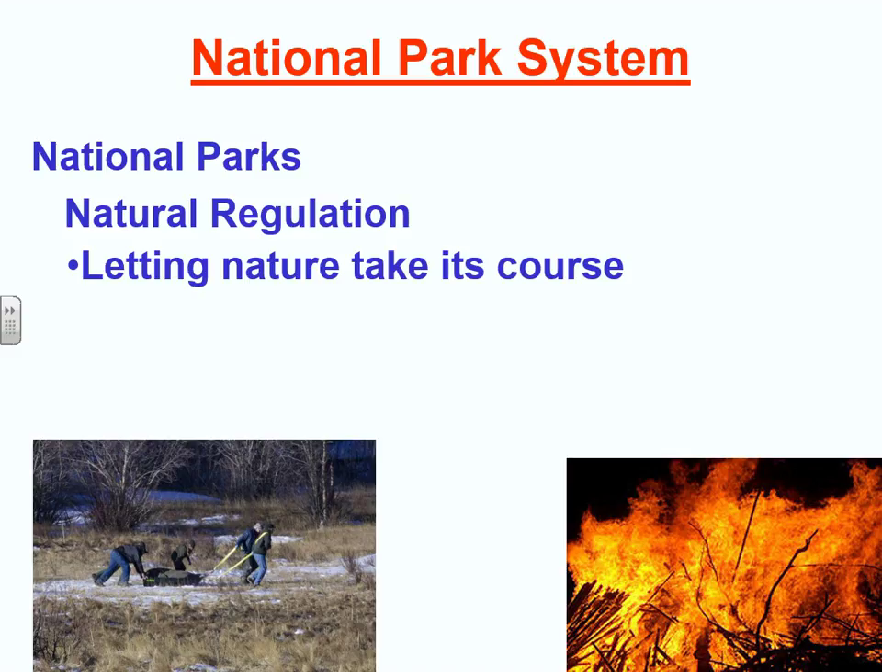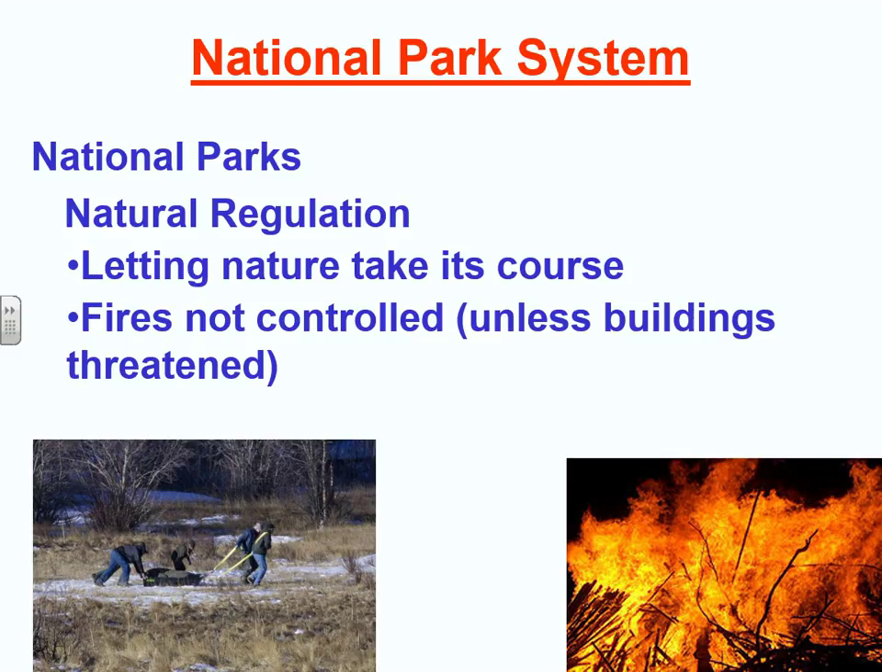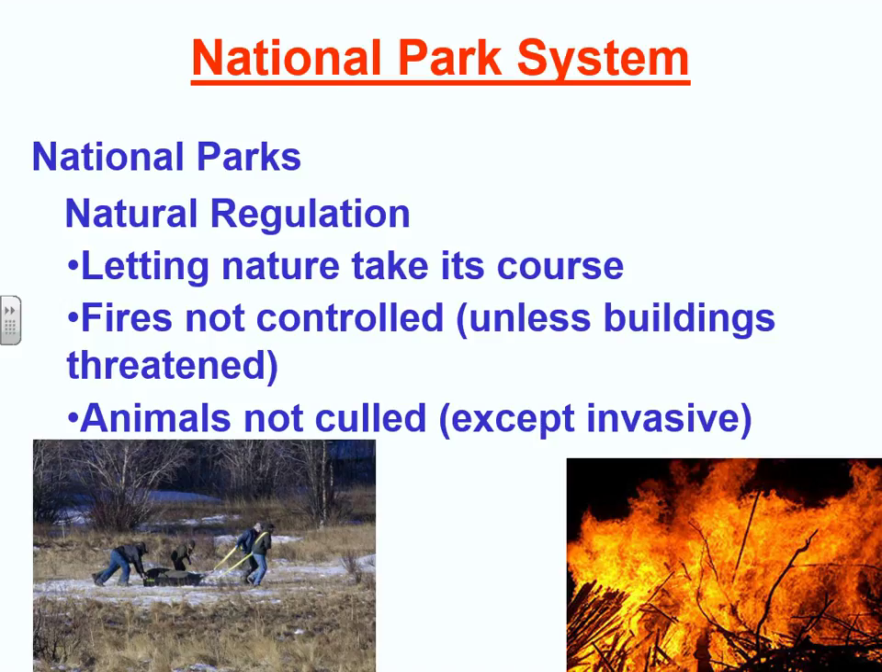So that's the idea behind natural regulation. It's letting nature take its course in a national park. So like I just said, fires are not controlled. If for some reason a fire becomes out of hand and it burns beyond the national park and threatens buildings and people, then we will put it out. And we don't cull animals or kill or remove animals unless humans have introduced it and it's invasive. So we're not going to mess with the population of animals in a national park. So that's natural regulation. Let nature take its course in a national park. Super simple.